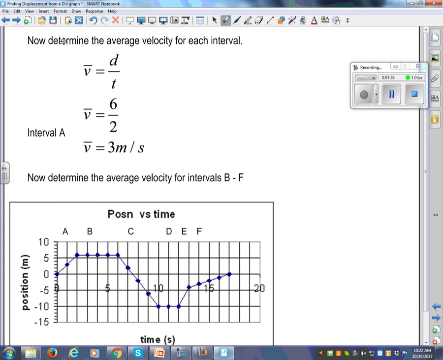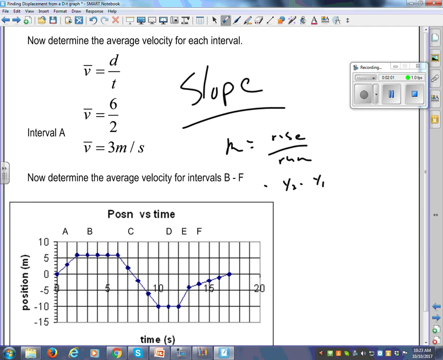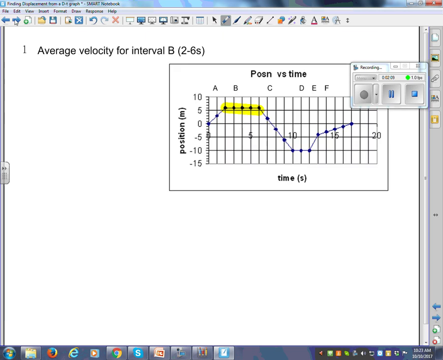Okay, and then we found average velocity. How do you find average velocity? Basically, you're looking for the slope. And what is the formula for slope? m is equal to, some of you will say, rise over run, and I know you've done this in grade 10. It's y2 minus y1 all over x2 minus x1. You are just finding slope. You all can do that. And again, the flat line means stopped.